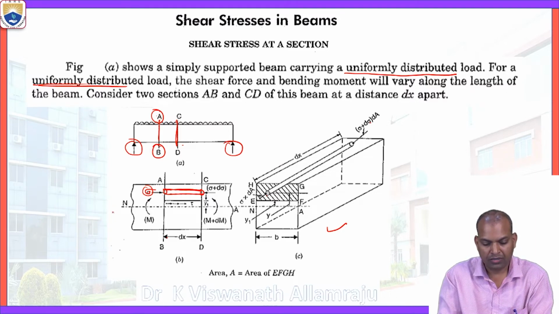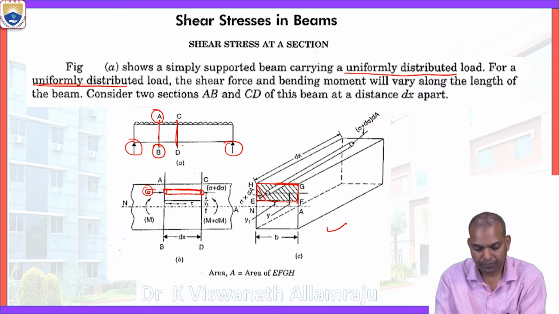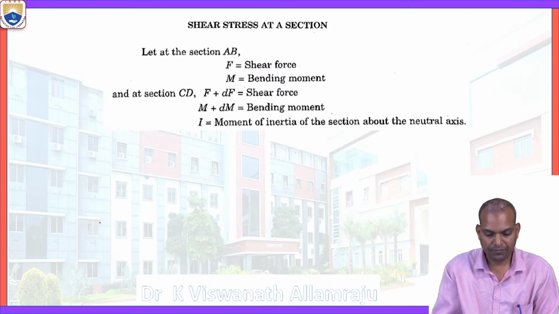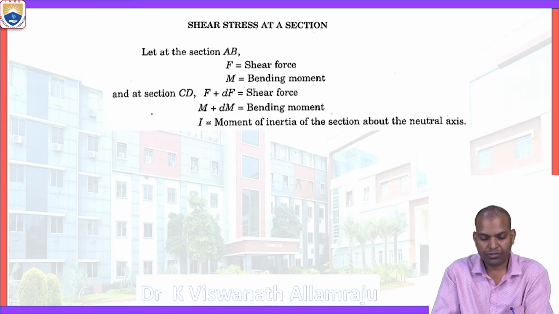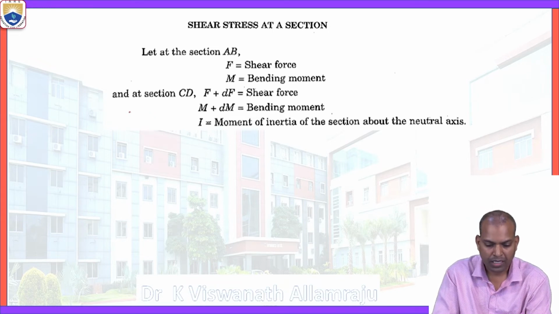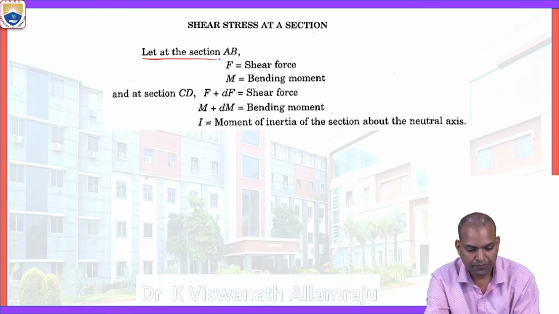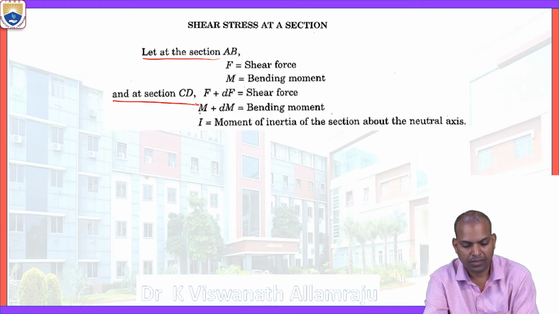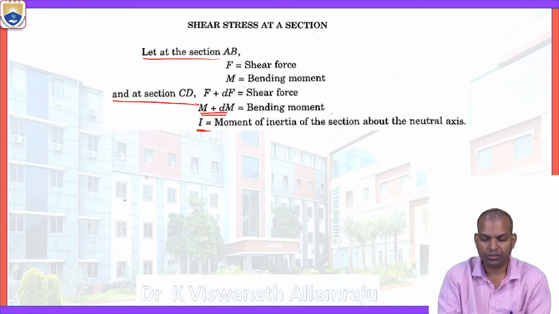Now, what is that area? The dA we consider is the elemental area. The total area is the hatched section, that is EFGH. Now in this section, F is the shear force and M is the bending moment at section AB. At section CD, F plus dF is the shear force and M plus dM is the bending moment, and I is the moment of inertia of the section about the neutral axis.